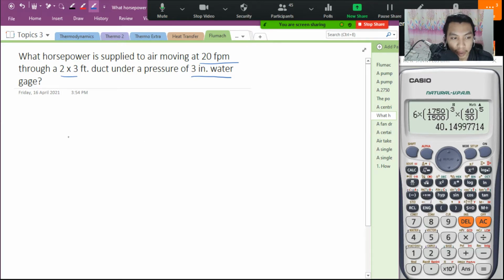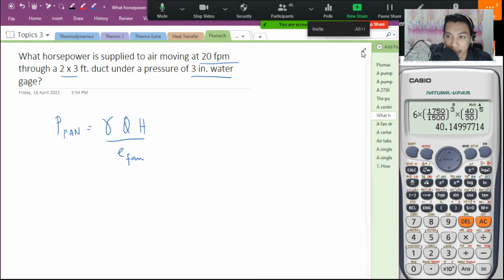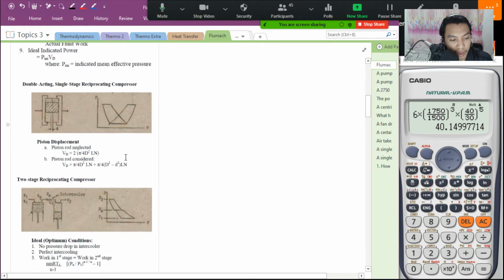Lahat naman yun naka-water gauge eh. Okay, pagdating ng pumps, pagdating ng fans. So, for the power ng fan, that is also equal dun sa power na ginawa dun sa pump. So, meron ka ditong gamma nung air, in terms of water, gamma of air or density of air. You multiply it with the flow ng air, and then you multiply it with the head, and then the efficiency ng fan. Ganun lang yon. Parehas lang yan pagdating ng pumps. Tignan natin.